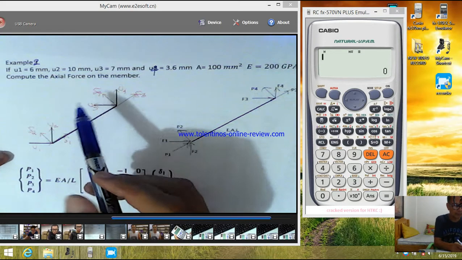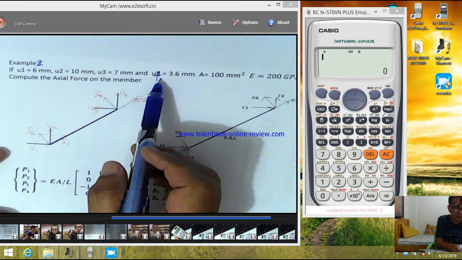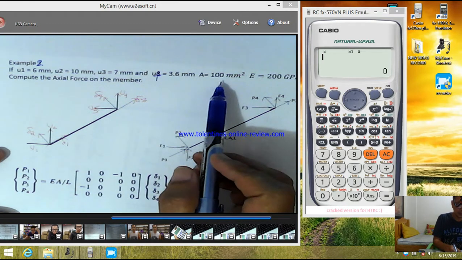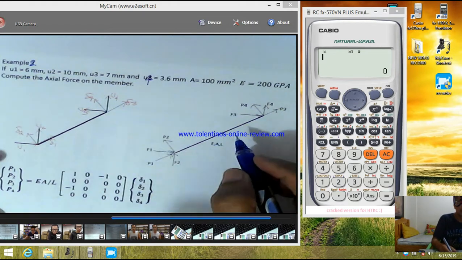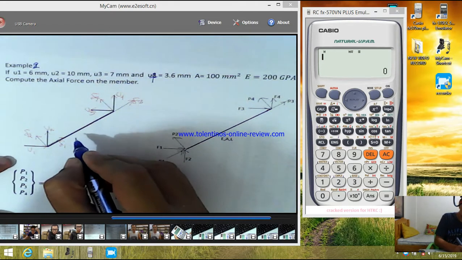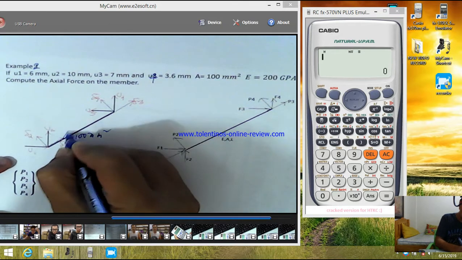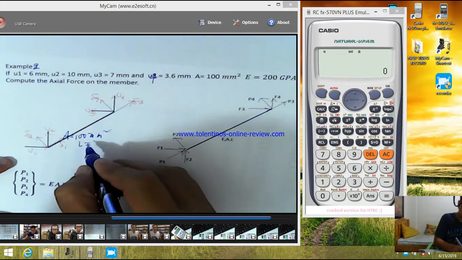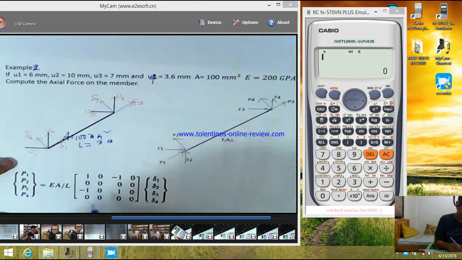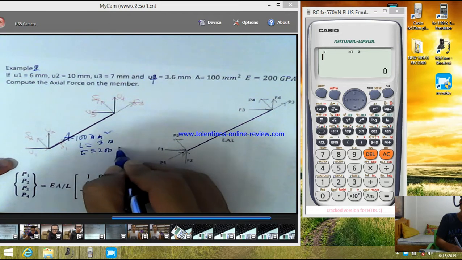Okay, ito yung previous example natin. If U1 is 6, U2 is 10, U3 is 7, U4 is 6. Now, given na yung area, E at saka length. Okay, so given na yung area is 100 millimeter square. That's the area. Our length is 3 meters. Our E is 200 GPa.